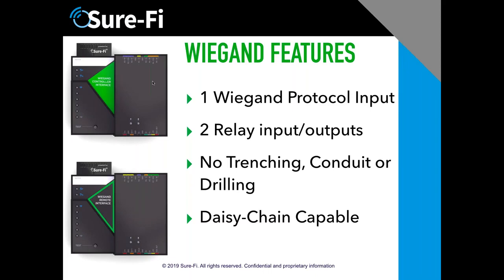So you have a Wiegand input. You have 2 relays going each direction, which means that at a door, if you want to put in a door position sensor or a door alarm or a mag lock or a request to exit button or any of those things, you can send that via the relays each direction, and that can be either wet or dry.